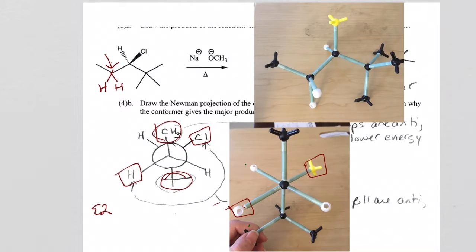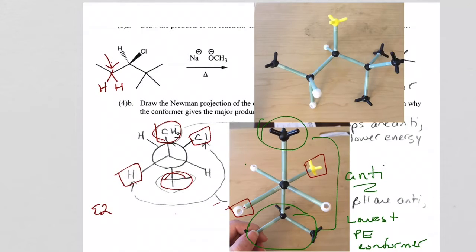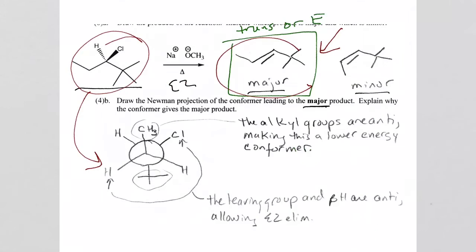This is the major product because we have the large alkyl groups anti to each other, so that means this is the lowest potential energy conformer. That means that the transition state leading to the alkene product looks more like this conformer and will also be lower in potential energy. That means it'll have a lower activation energy, and therefore this compound is going to form at a faster rate, and that's why it's the major product.